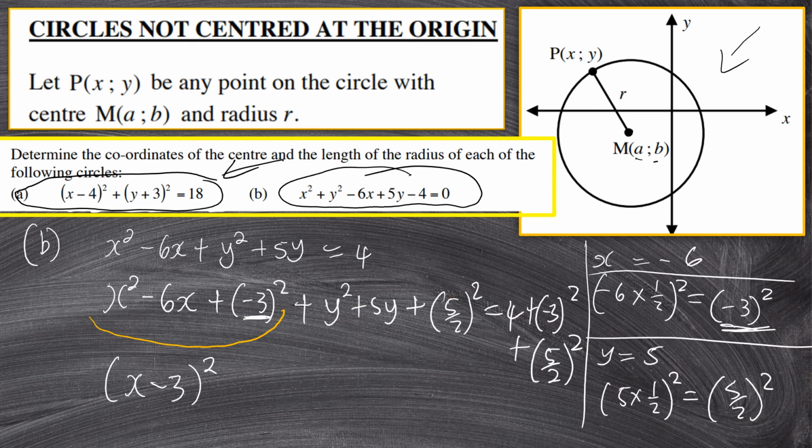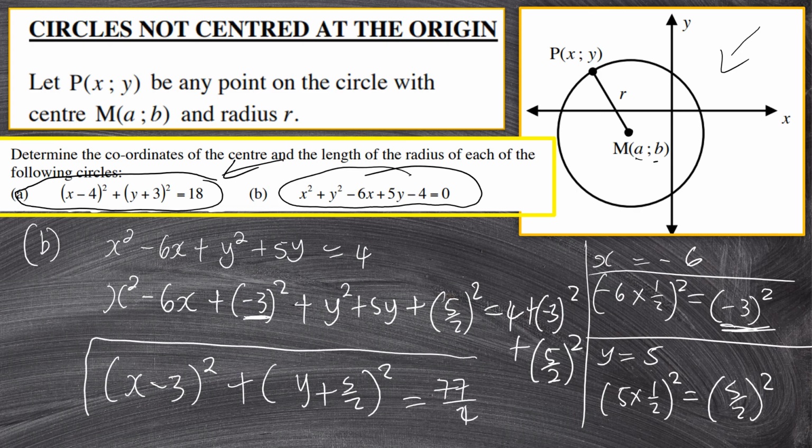Okay, let's now move on. We do it also on the y part. We're going to factorize. So it's going to be y plus what? 5 over 2, squared. So it's very simple if you do it that way. Then it will be equated to 4 plus minus 3 squared plus 5 over 2 squared. You can just use your calculator to get the answer of that. It's giving us 77 over 4.